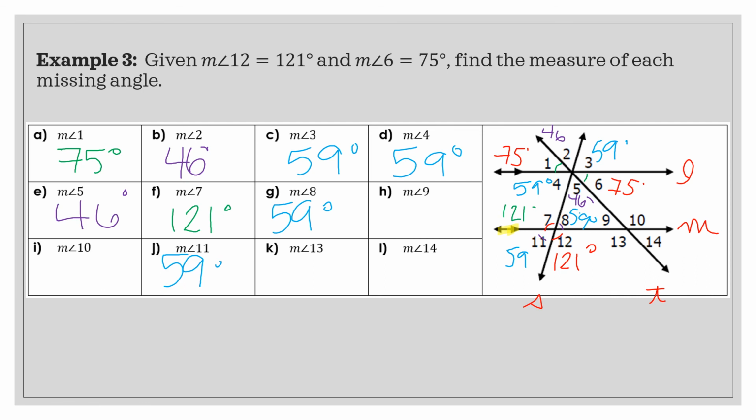Angle 9, there are a couple different ways to do angle 9, but it is the corresponding angle with angle 1. So if the measure of angle 1 is 75, then 9 should have the same measurement. So the measure of angle 9 is also 75 degrees. And likewise, since 9 and 14 are vertical angles, 14 should have the same measure as angle 9. So that means 14 is also, whoops, not 79, 75 degrees.